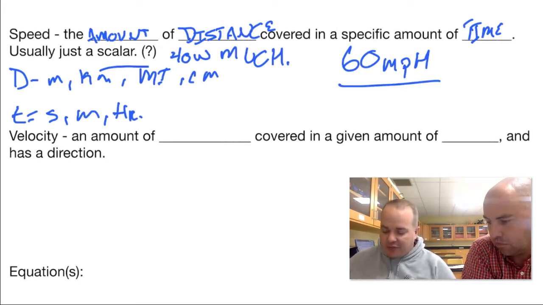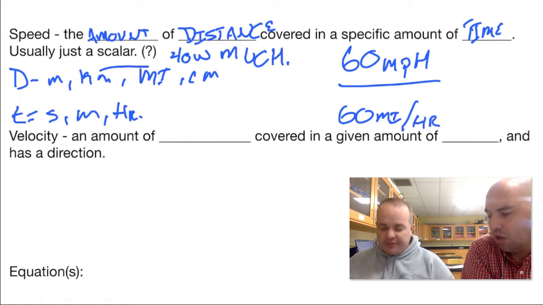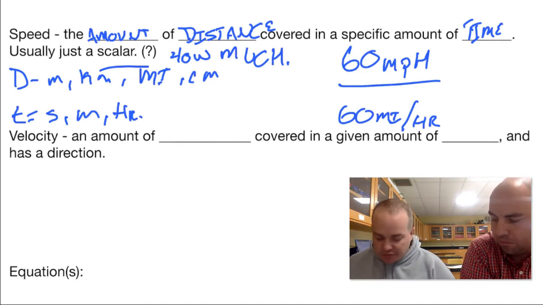Now, that's not how we normally are going to be writing our speed. Usually we'll be doing something like 60 miles per hour. So it's a unit of distance per unit of time. So it's a unit rate. Yep. Unit rate is usually what we're dealing with.